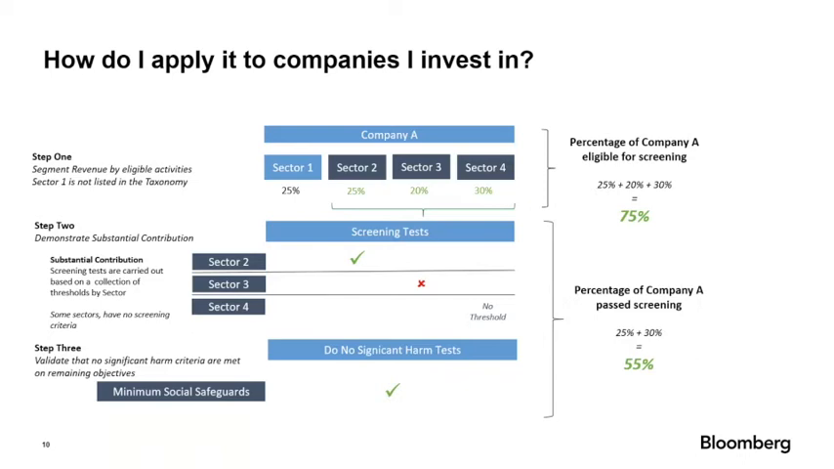Now, for those eligible activities, you need to now determine what percentage of them are meeting the detailed testing criteria. And then this score we call taxonomy alignment. So in this example, sectors 2 and 4 have met substantial contribution criteria, and the company as a whole complies with do no significant harm and minimum social safeguard requirements, which in this example means that 55% of the company's revenue could be classed as taxonomy aligned.